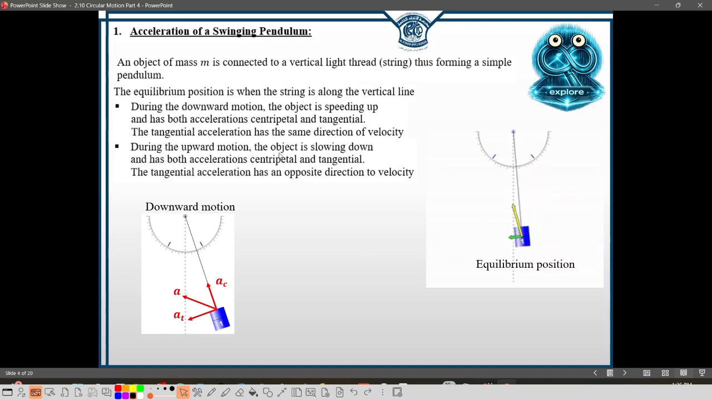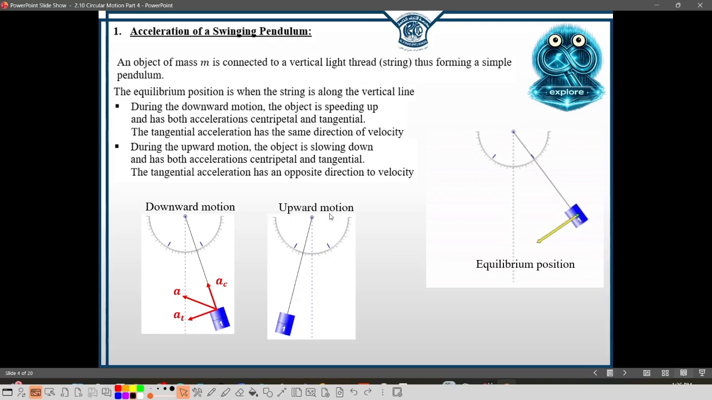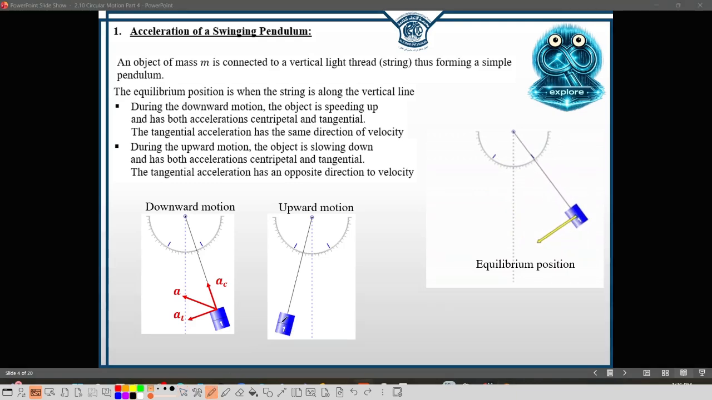Now, during the upward motion, the object is slowing down and has both accelerations, centripetal and tangential. The tangential acceleration has a direction opposite to the velocity. So let's assume that this mass is moving upward. So the direction of motion is toward this direction. It's going up, which means it's slowing down.